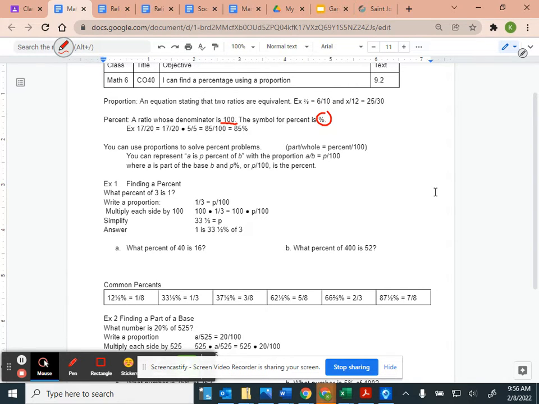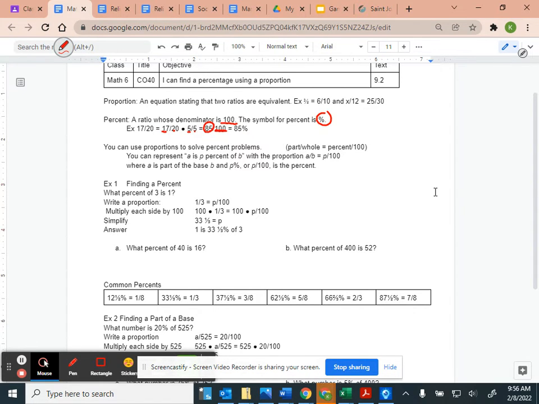So 17 over 20, we want to get to 100 as our denominator. To go from 20 to 100, we multiply it by 5. Whatever we multiply the denominator by, we have to multiply our numerator by. So 17 times 5 gives us 85 hundredths. And whenever there's that 100 as the denominator, the numerator becomes our percent.